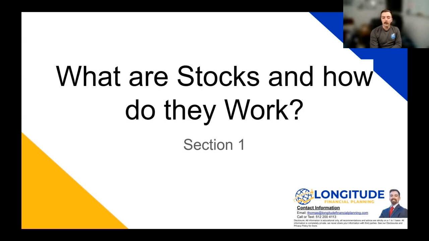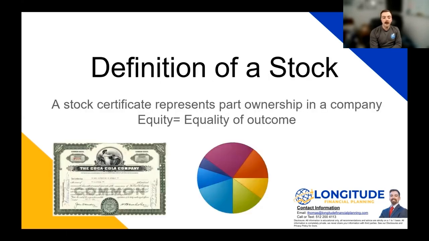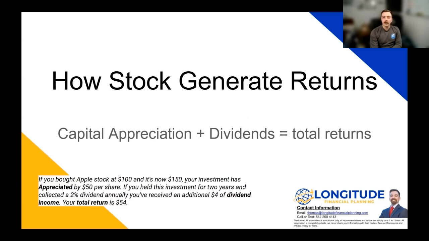So what are stocks? How do they work? So what is a stock? A stock is partial ownership of a company. They're also referred to as equities, and equity is equality of outcome. So all owners of stock have the same outcomes, just to greater or lesser extents based on their stake in the company.